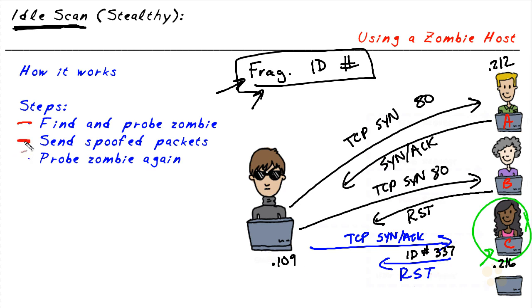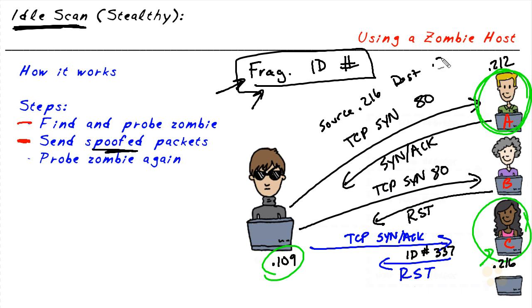For the second step, let's imagine that it's this machine right here, host A, that we want to learn more about. We want to scan host A. But we don't want the network to know that we're doing the scanning. So instead of sending a TCP SYN request from our own IP address, the attacker is going to spoof the source address, and we're going to send a TCP SYN request from the source address of .216 with the destination of the IP address of host A, which is .212.